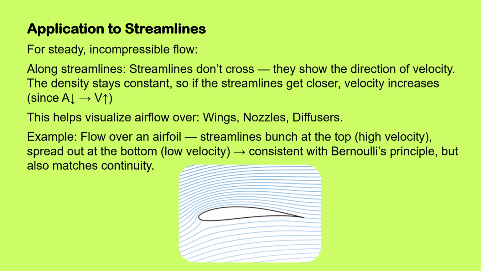For an example, in flow over an airfoil, streamlines bunch at the top giving higher velocity and spread out at the bottom giving lower velocity. This behavior aligns with Bernoulli's principle and also supports the continuity equation.